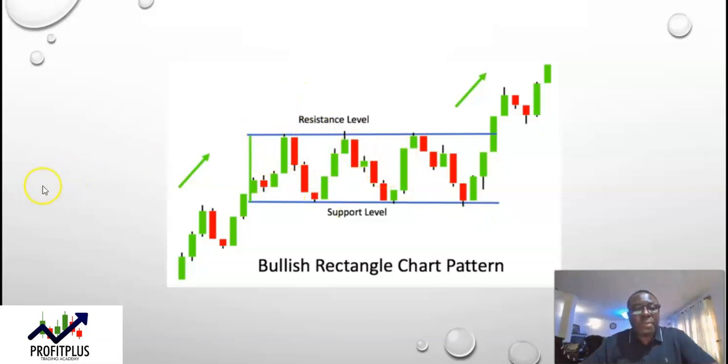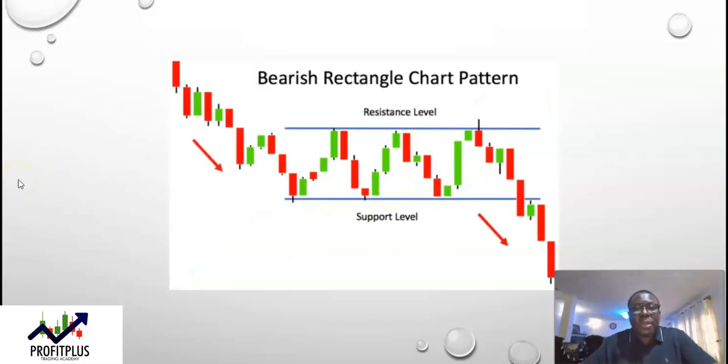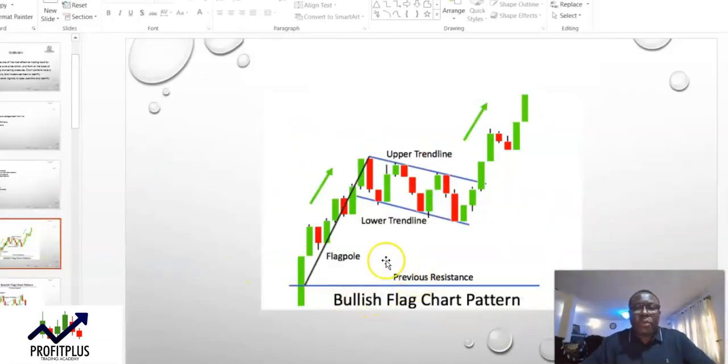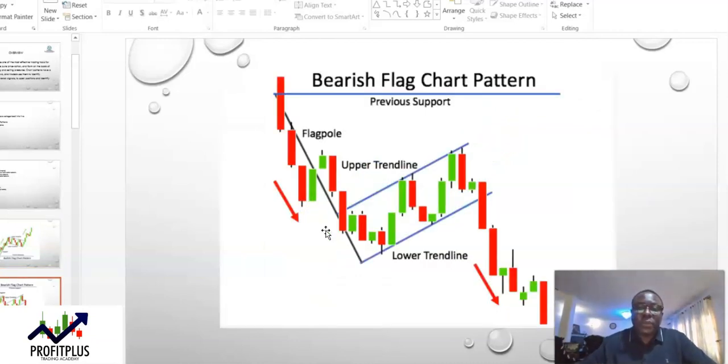This is a rectangle. Sorry, I didn't point out something in the previous pattern. For instance, here we have the flag, the length of the pole. This is a flag pole. From here, the previous impulse should be your first target. So the length of this pole should be your first target from the breakout of this corrective structure we call the flag here. So the length of the pole should be your next target. All right. Okay. So I thought to get that for you so you can see it again.